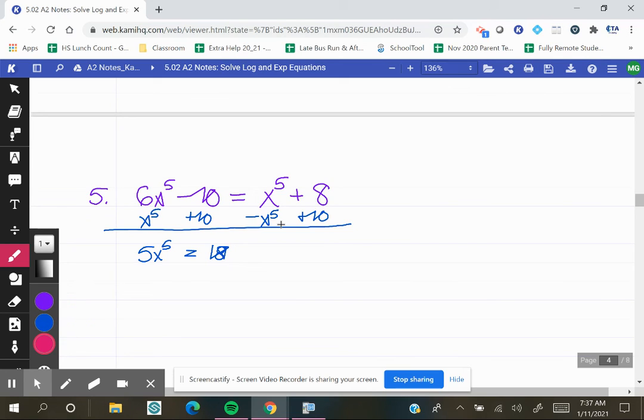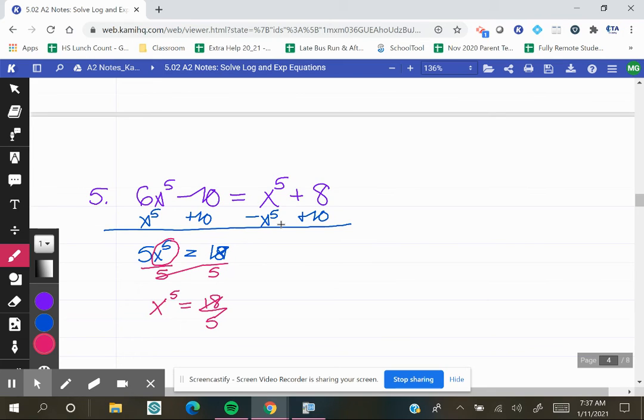All right, so first we need to isolate. So the 5 is the exponent to the x, not the 5, because it's only touching directly the x. So I divide both sides by 5. Now that's not a nice number, so I'm just going to leave it as a fraction. So I have x to the 5th equals 18 over 5.